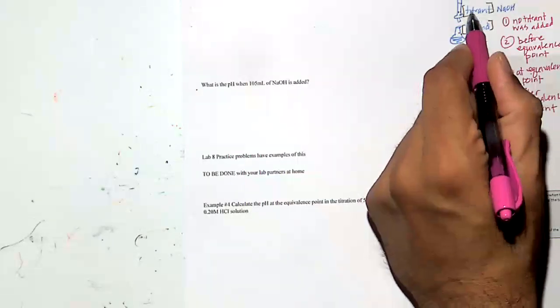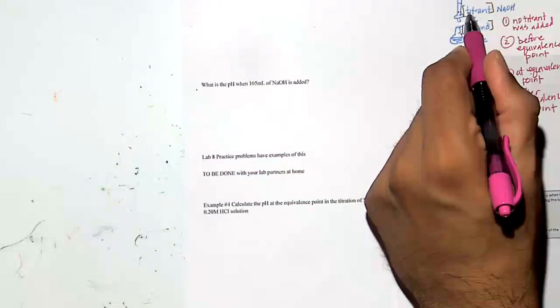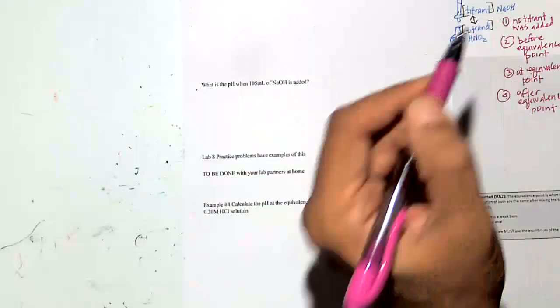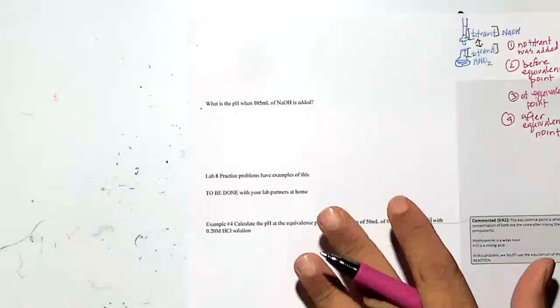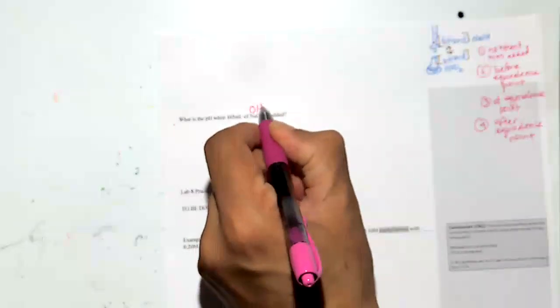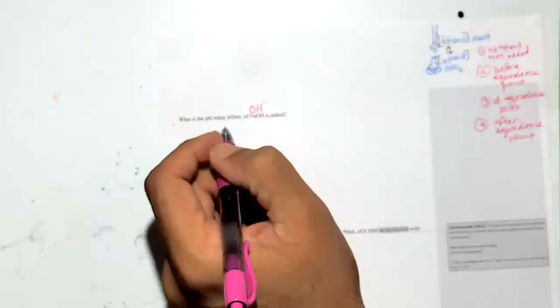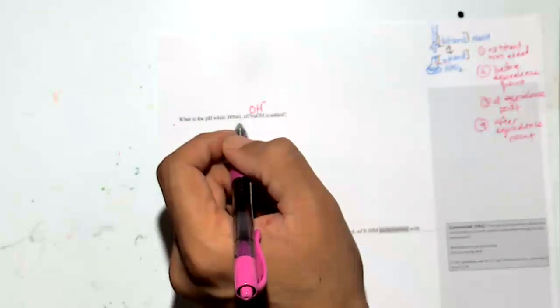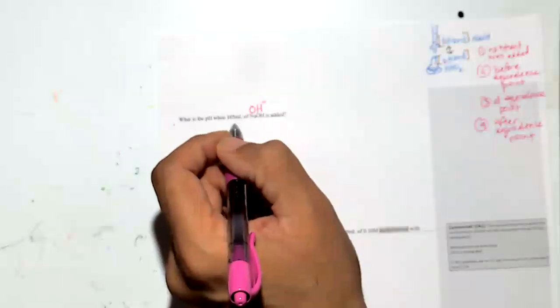So you keep on adding more and more titrant. This is increasing in concentration. Since OH minus is the titrant, what will you have excess of? You will have excess of OH minus. All right. So what is the pH when 105 mLs of NaOH is added?